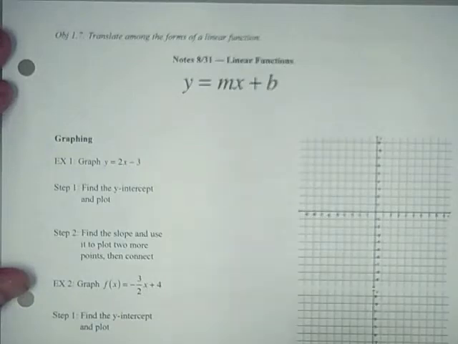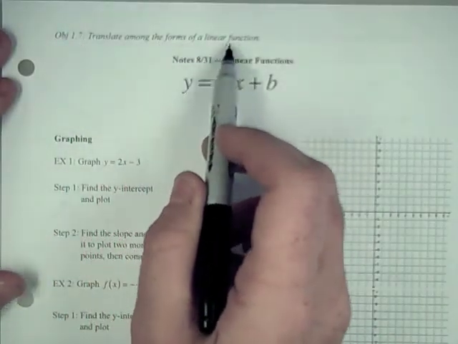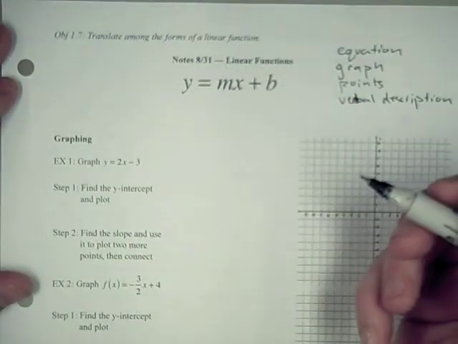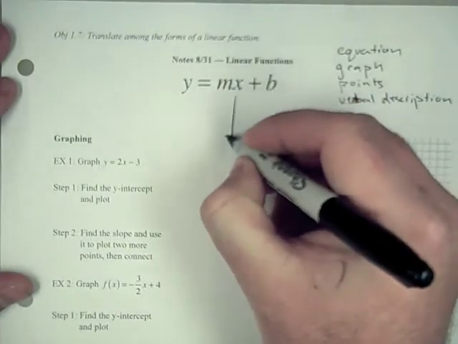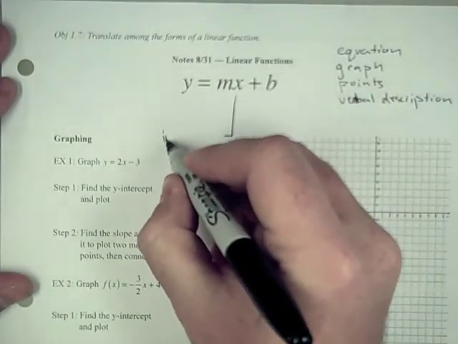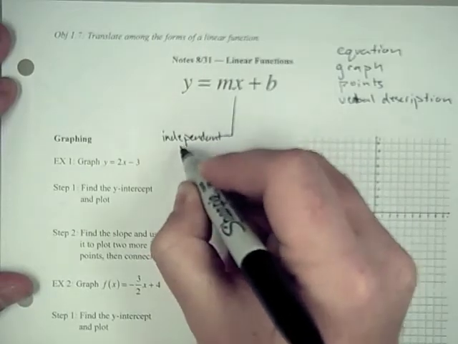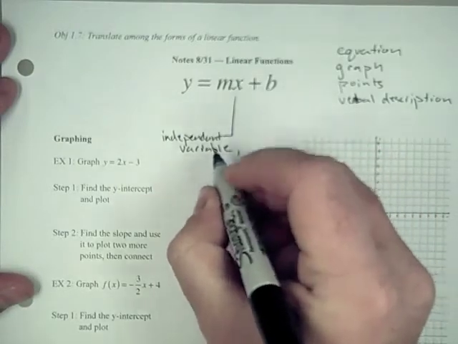This is the notes for objective number 1.7, translate among the forms of a linear function. We'll start with the most basic, the linear equation. So you're always going to have an x. That x is our independent variable, or the input.